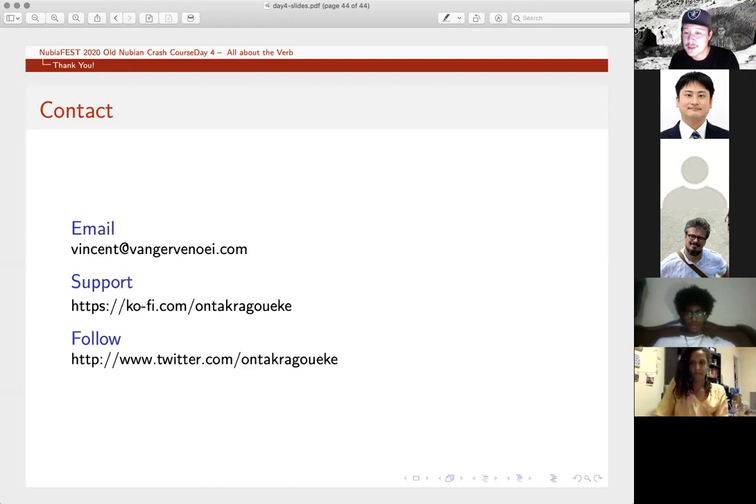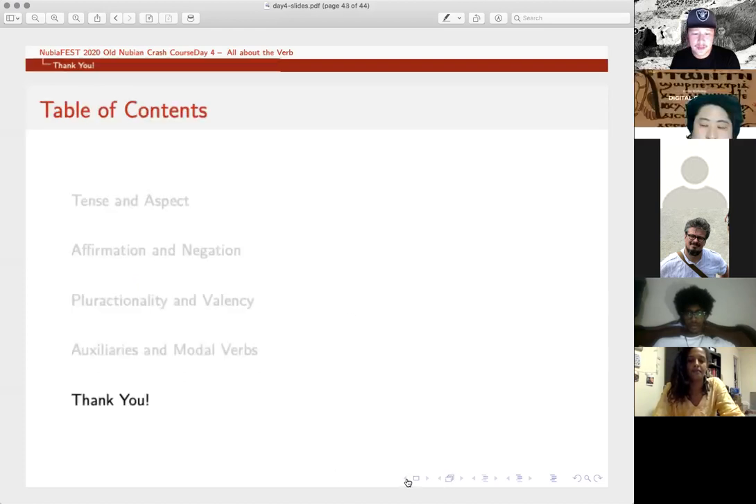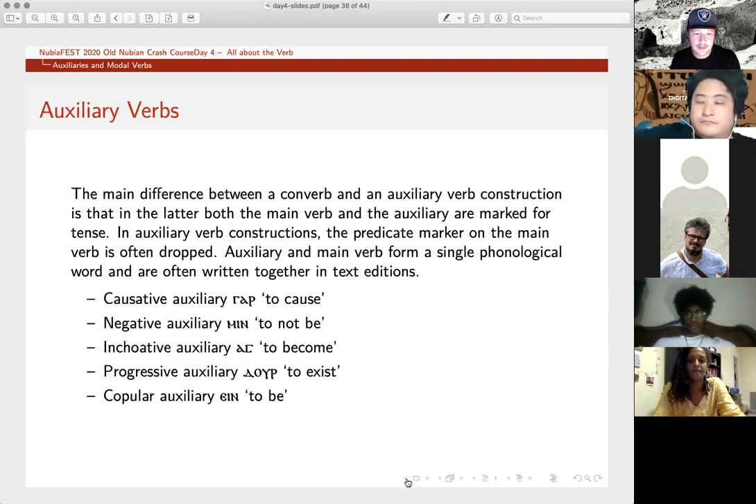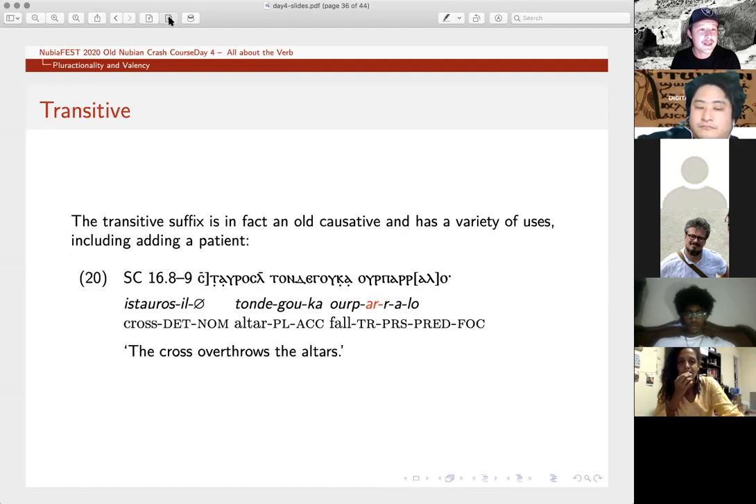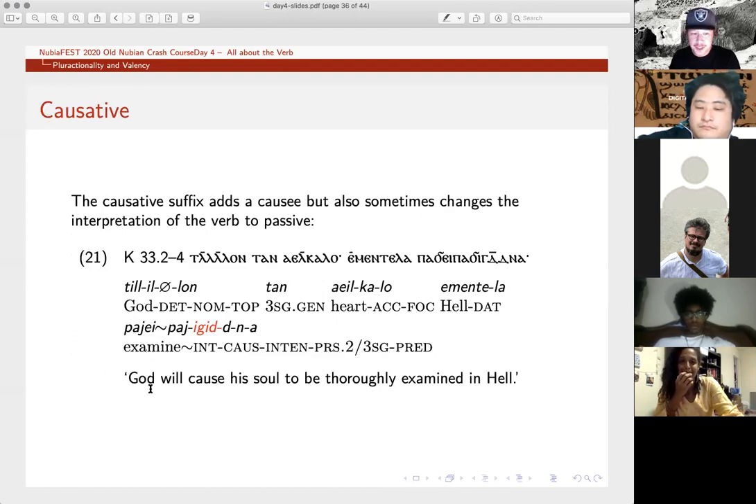Let's see. Could it be something like, God will have someone else thoroughly examine your heart? It's about this causative thing. I'm sorry I was not very clear about that, but it's because it's not very clear in my head. So the question is, Gopal asks, can the translation of this sentence not be something like, God will have someone else thoroughly examine your heart? Yes, of course it can be that.